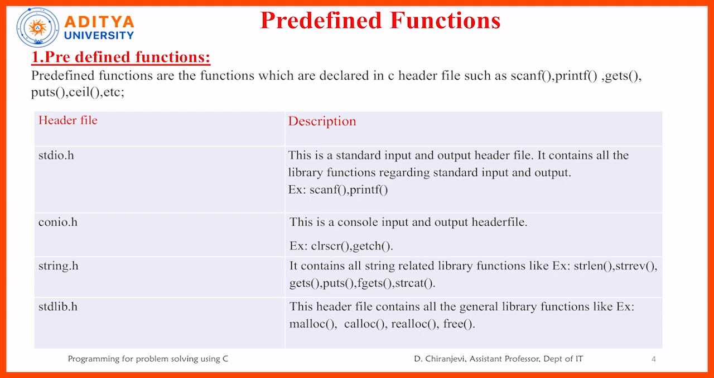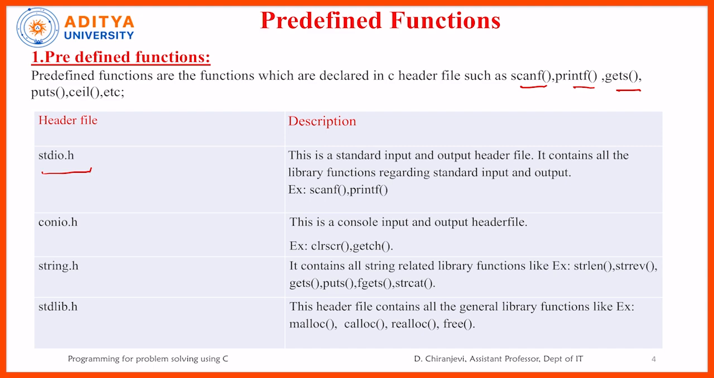There are various predefined header files, like #include <stdio.h>, #include <conio.h>, #include <string.h>, #include <stdlib.h>, #include <math.h>, and #include <time.h>. Like this, there are various header files. Now let's understand the respective predefined functions available for those libraries. The first one is the stdio.h header file, with functions like scanf, printf, gets, puts, which are some of the predefined functions available.